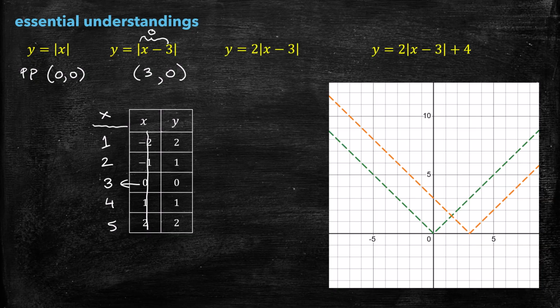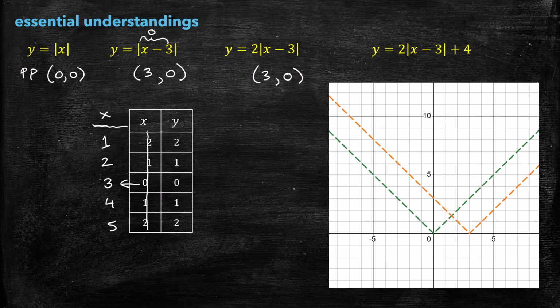Now let's look at y equals 2 times the absolute value. Let's introduce the vertical stretch of 2. Why is that a vertical stretch of 2? Well, first of all, the pivotal point. Notice it doesn't change, right? Because the lowest y can ever be is 0. And it's still at (3, 0). So that still stays the same.